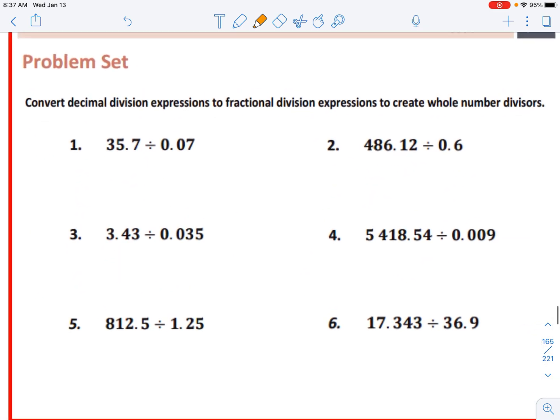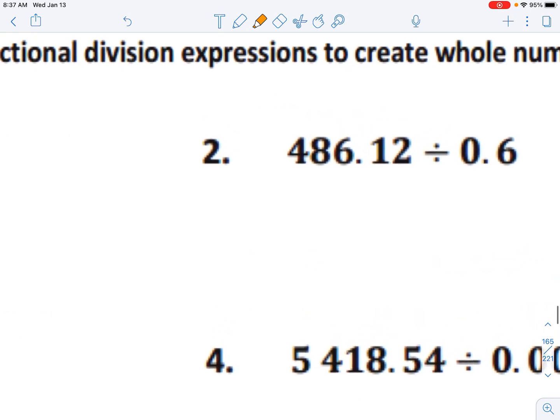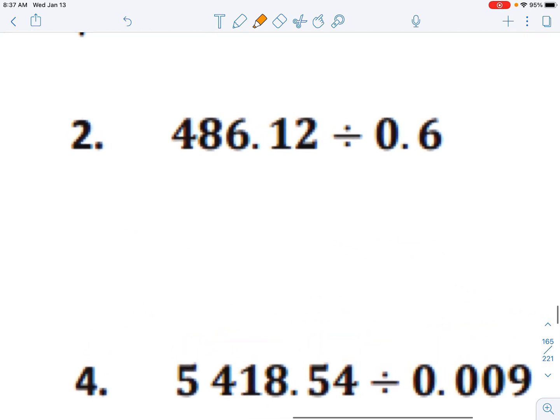All right, guys. So you're going to have a problem set that looks like this. I want you to try it on your own. You don't have to turn it in. I'm going to go over it tomorrow. Okay. So I just want to talk and show you. Look at number 2 real quick. Okay. Before you get started.